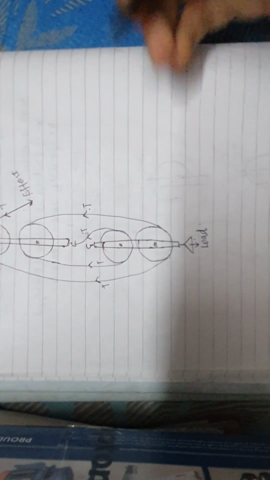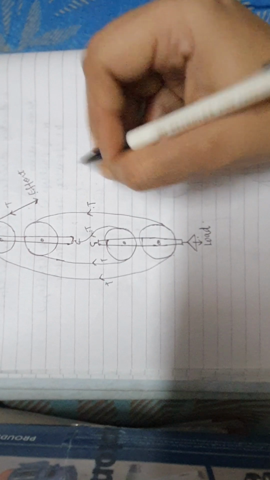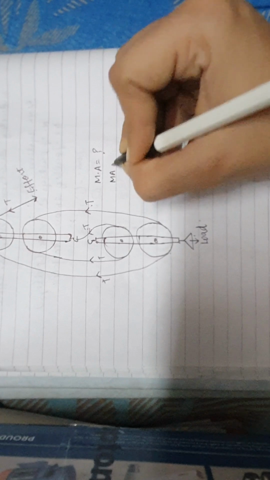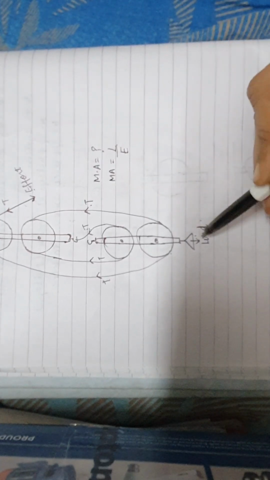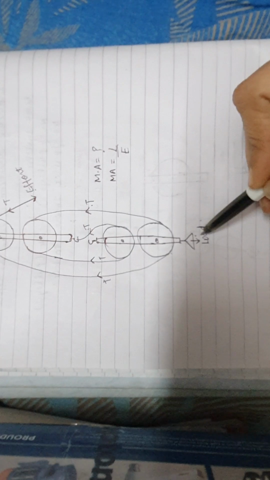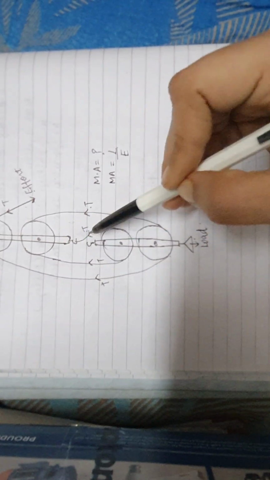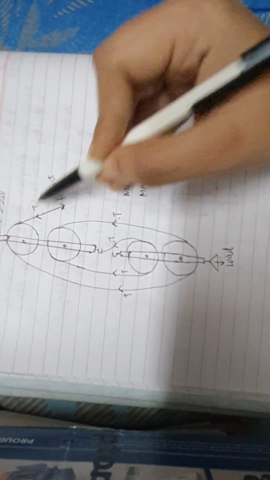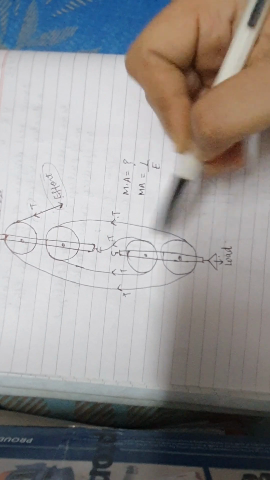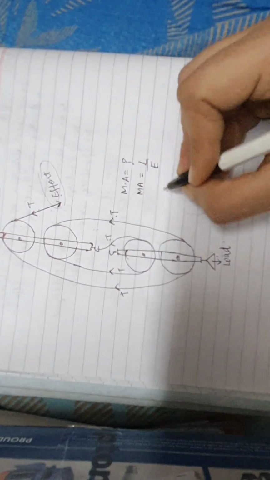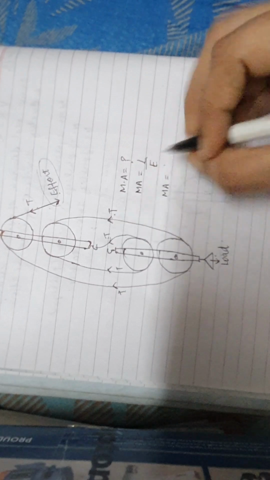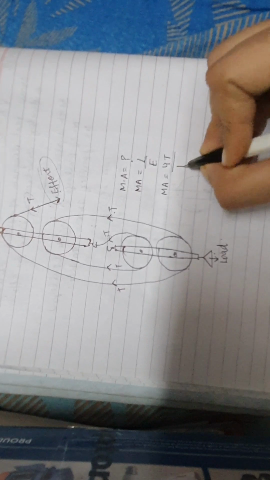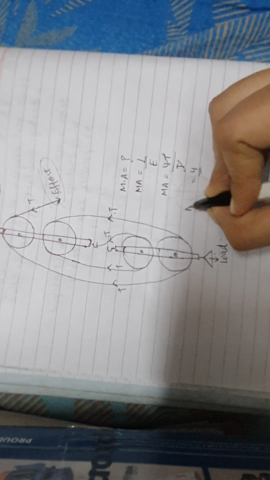Now you have to find the value of MA. The formula for MA is load by effort. You can see this load is balanced by how many tensions? It is balanced by 1 2 3 4 tensions. This tension cannot be counted. Why? Because this tension is balancing the effort, not the load. So I will be counting these tensions. MA will be equal to 4T, that is 4 tensions, upon effort, which is balanced by only one tension here. So tension cancels out, and MA is equal to 4.